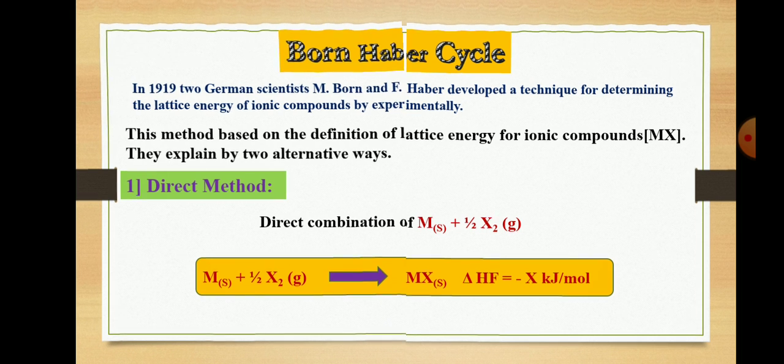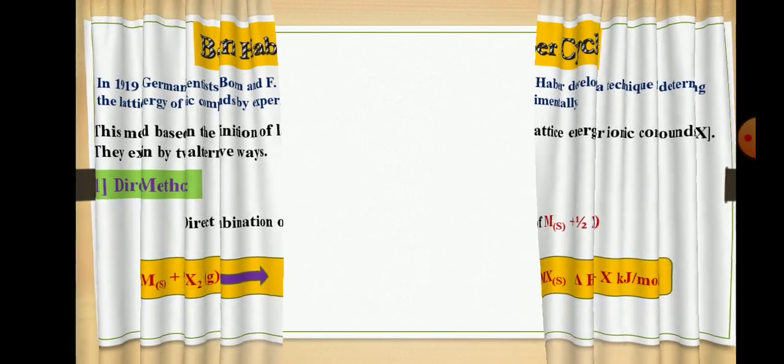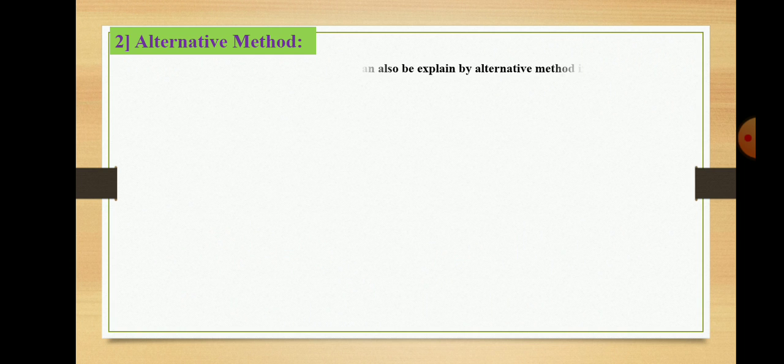Number two way is like this, the alternative method. Here we have to consider a number of steps used for the formation of MX, and they are 5 in number. We have to complete them one by one, students.